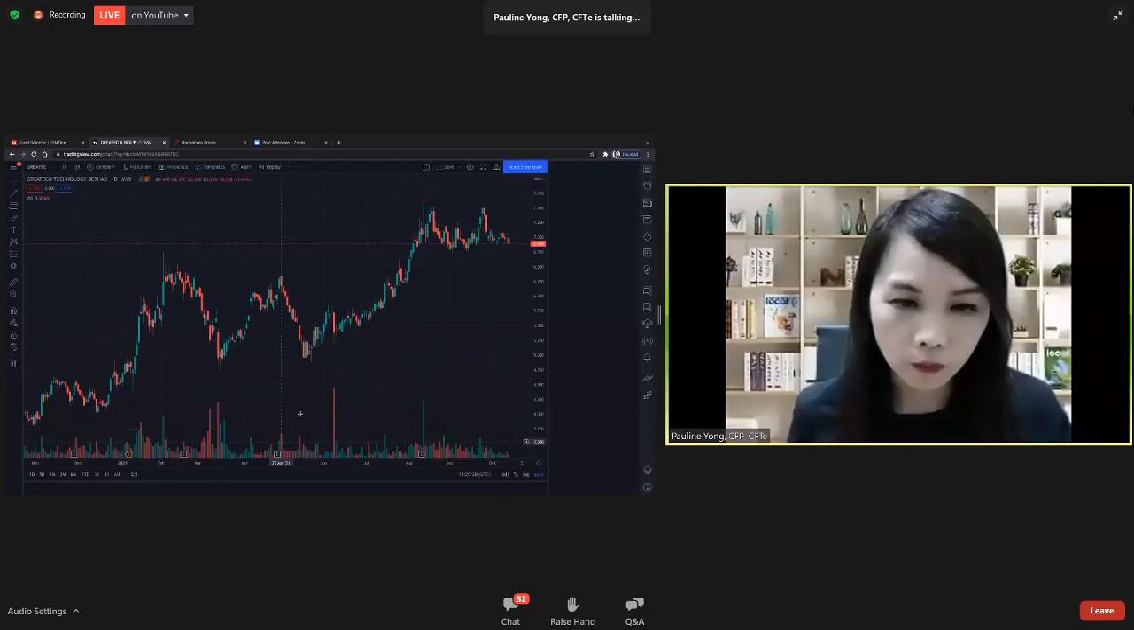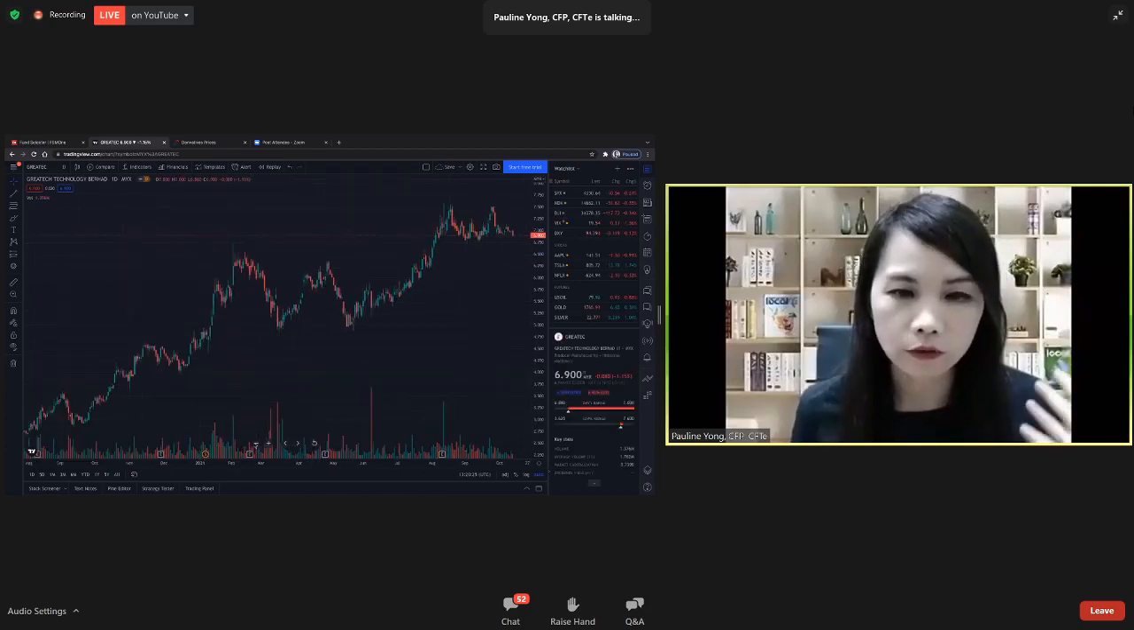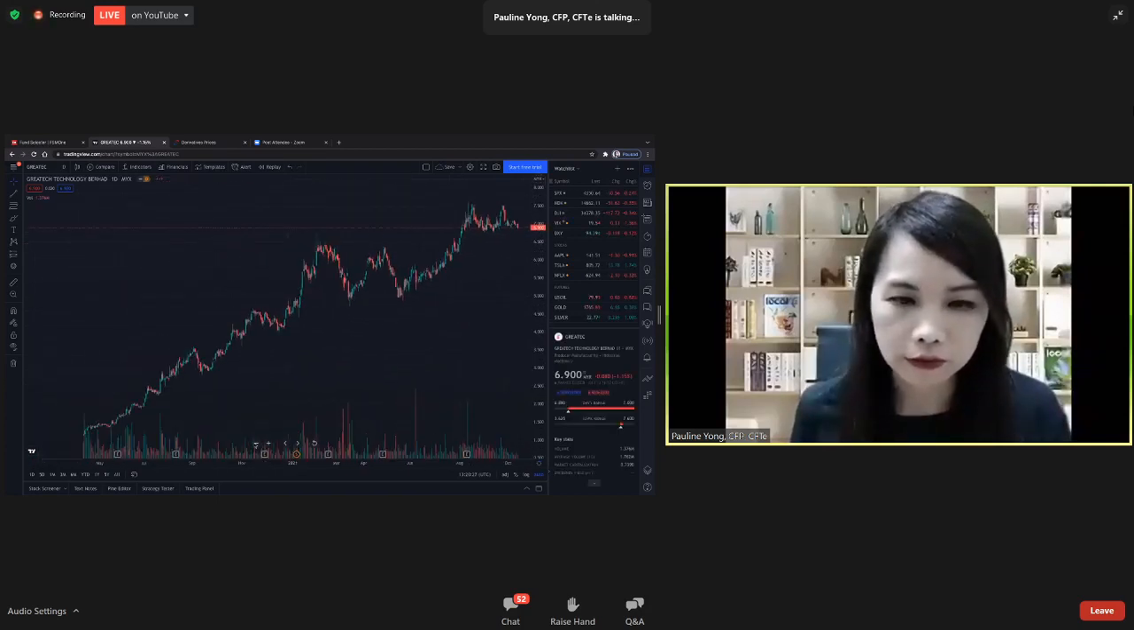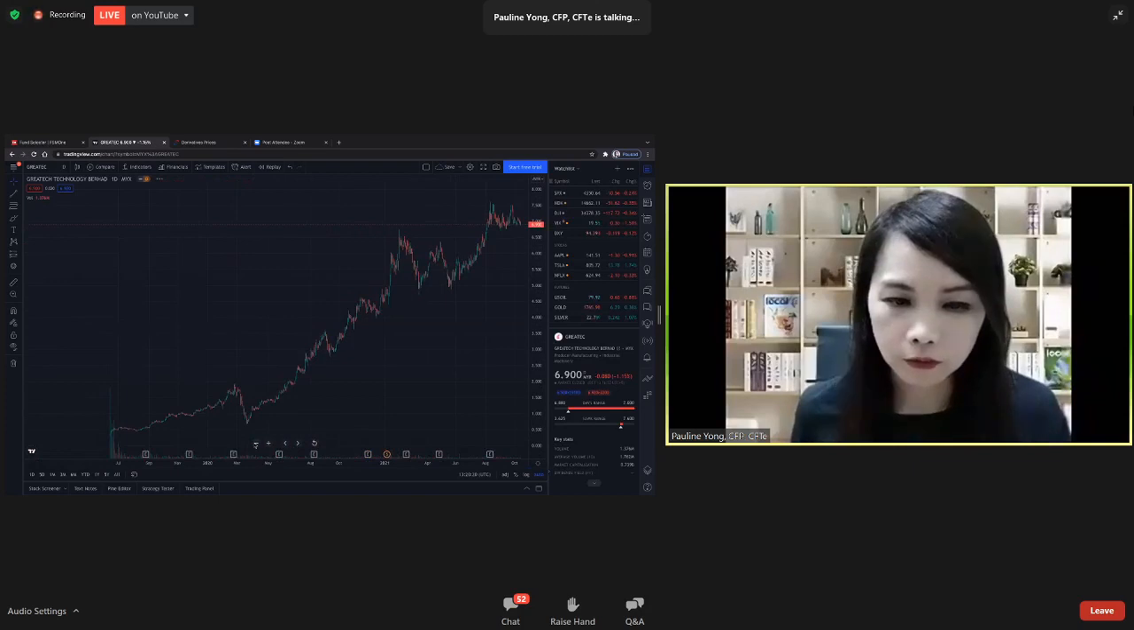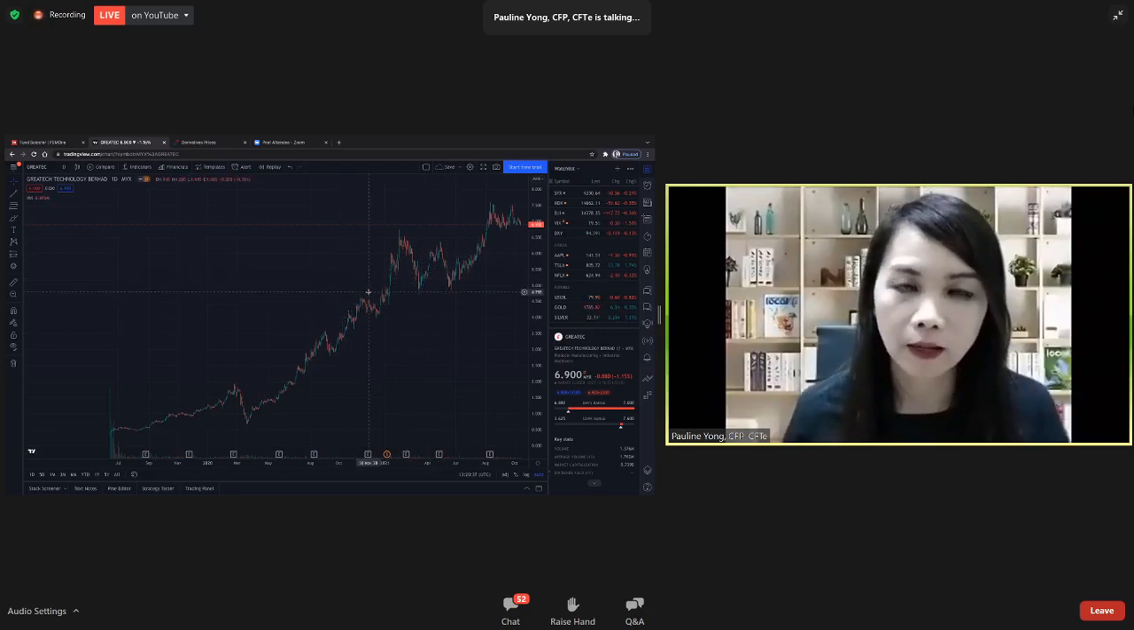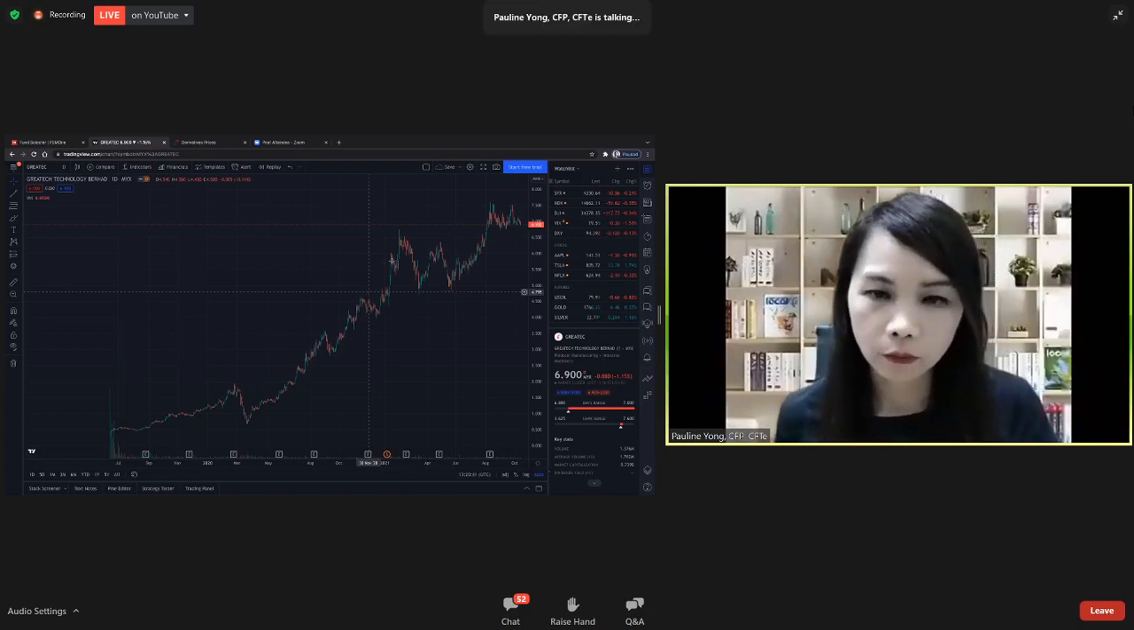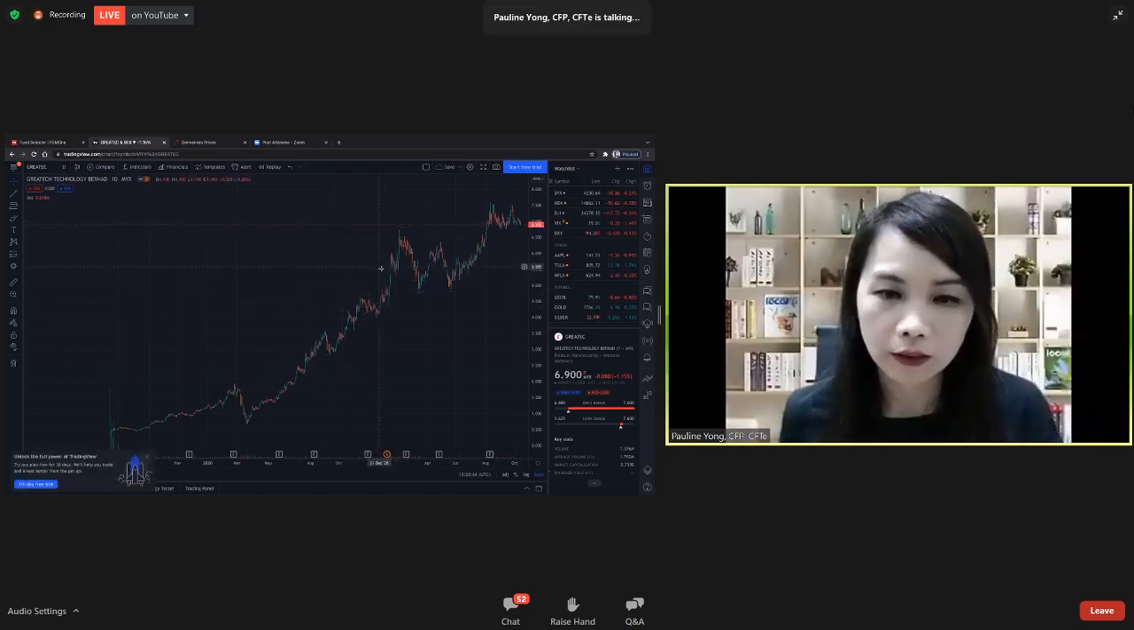Okay, I have to zoom out because when you do the wave counting, you need to zoom out so that you want to see the macro view first. And of course, within the smaller time frame, you can do that as well. But generally, I prefer to look at Elliott wave on a bigger time scale whereby I'm looking at the major trend. Once you identify the major trend, then you decide which one you want to trade.